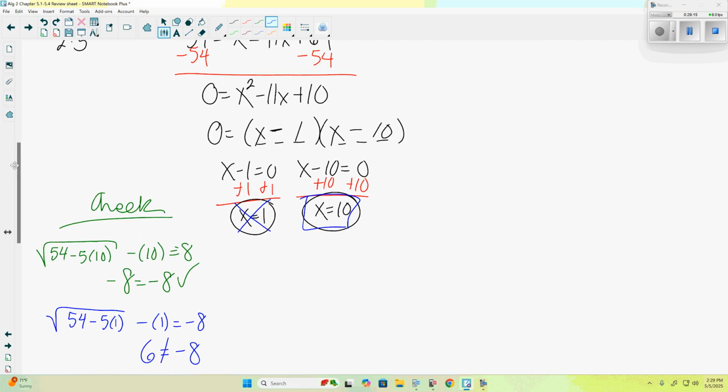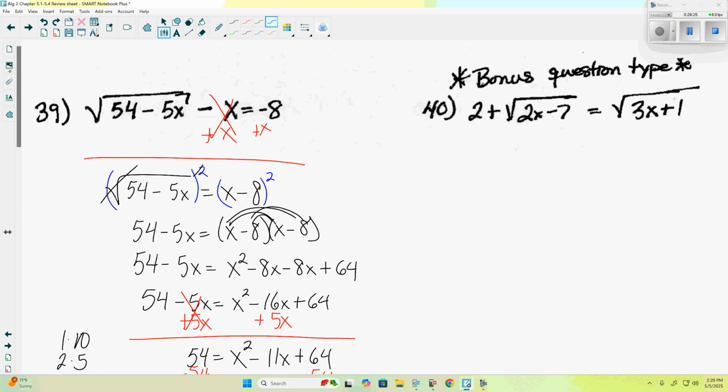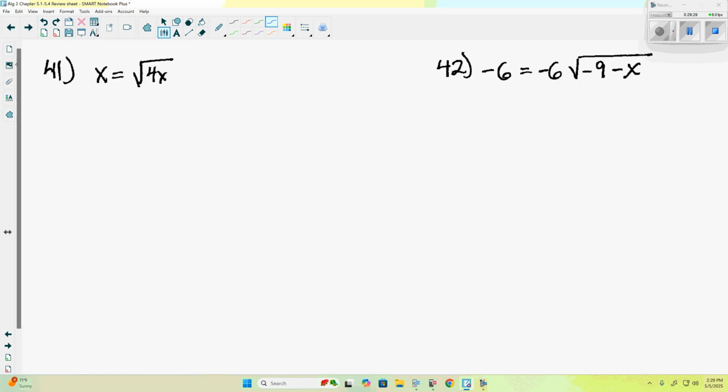Questions on 39? Do you have a review sheet? Okay. I'm not going to focus on 40 because it's not going to show up. It's not that it's hard, it's just decently long. Just a lot of steps, a lot of steps. Questions on 41 or 42?